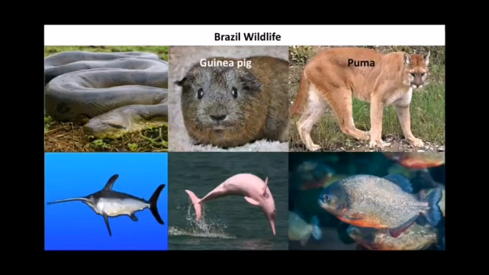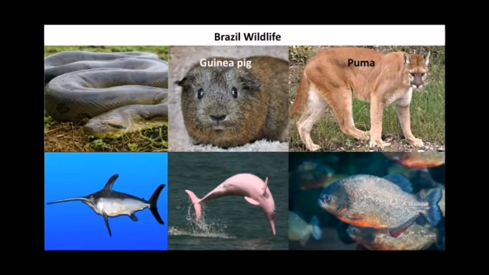Now we will be doing the wildlife of Brazil. Children, a greater diversity of wildlife is found in Brazil than in any other country in the world. In the swampy areas of the Pantanal, huge anacondas are found. In Brazil, guinea pigs, crocodiles, alligators, monkeys, pumas, leopards, etc. are found.